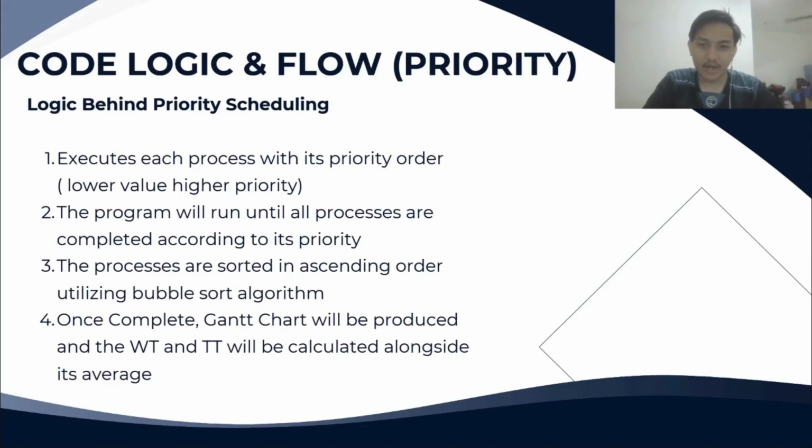So how did we implement this scheduling inside the program? The processes are sorted in ascending order inside an array utilizing the bubble sort algorithm, which means the lower the value, the process will be in the front, and the higher the value, the process will be at the back. This means the process in the front will be completed first, and the process with the higher value will be completed last. Once completed, this program will generate its Gantt chart, and it will calculate its waiting time and turnaround time alongside their averages.